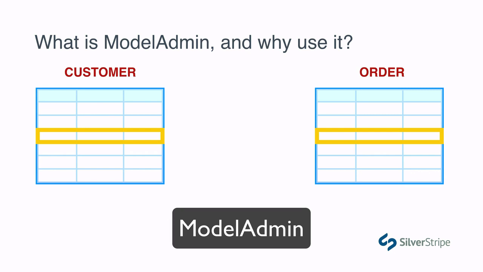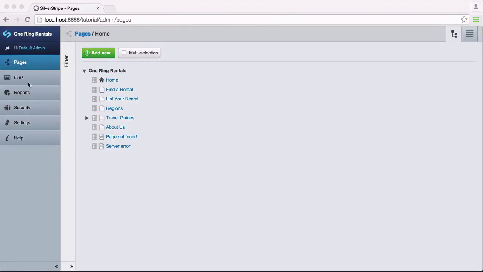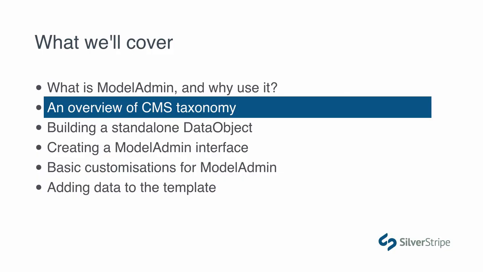When we create a ModelAdmin interface, we get a new top-level section of the CMS that lives among pages, files, security, etc., and it's dedicated to managing content per our specification. The great thing about ModelAdmin is that you can get up and running really fast, and customizations come fairly cheap. So before we start writing code, let's take a step back a bit and look at the bigger picture of how the CMS is architected and how that relates to ModelAdmin.